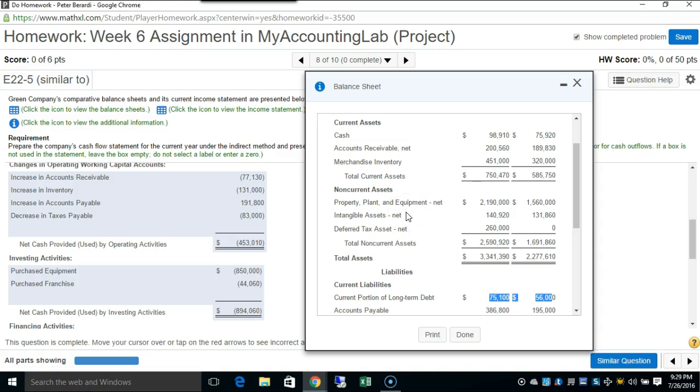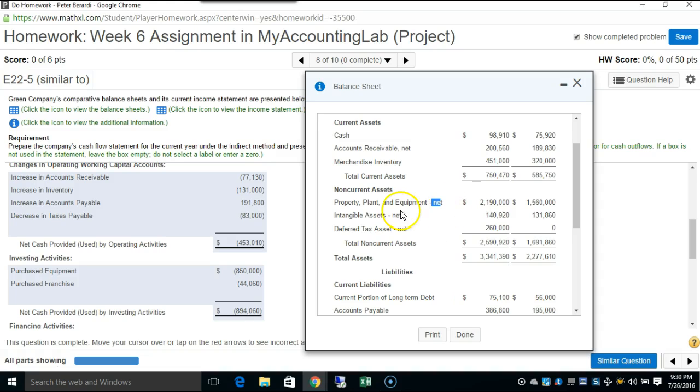Next, let's look at our purchased equipment. Our property, plant, and equipment net. Now, net means net of accumulated depreciation. So our property, plant, and equipment went up from $1,560,000 to $2,190,000, by $630,000. But it really went up more than that because we had depreciation. Depreciation is in the net. So we have to really gross up our property, plant, and equipment.